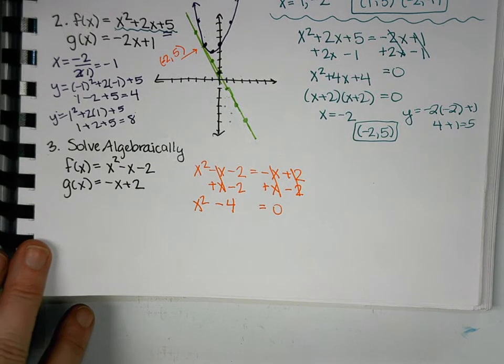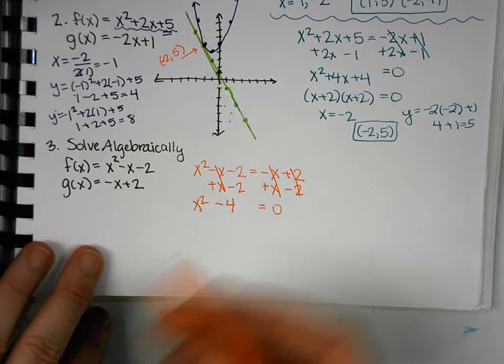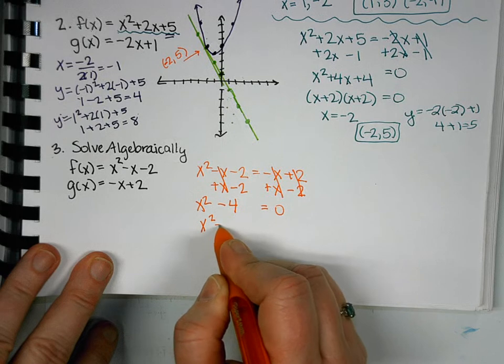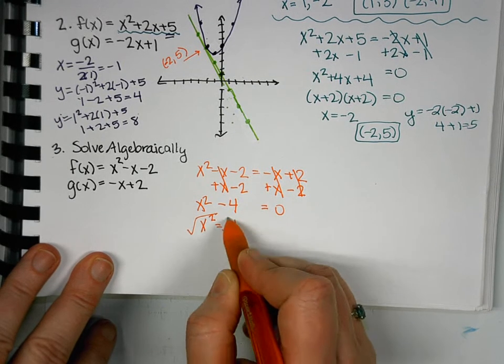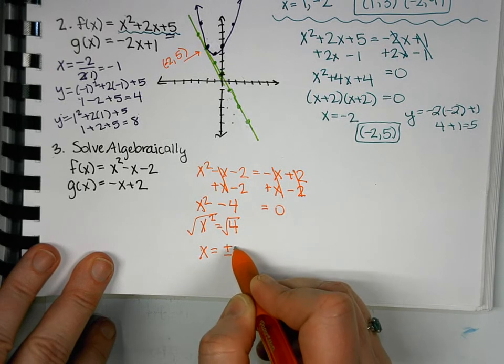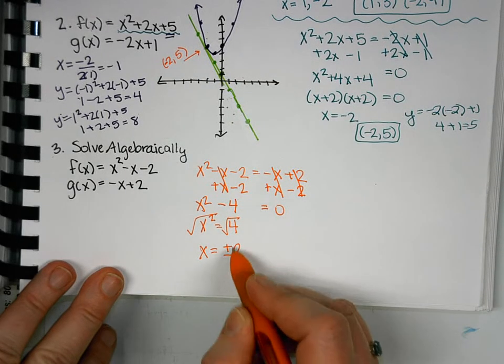So what method do we want to use to solve x squared minus 4 equals 0? Factor, complete the square, square roots, okay. So square roots means we're going to add the 4 over, and then we're going to square root both sides. And we can't forget the plus minus, so the square root of 4 is 2. So that means we have x equaling positive 2 and negative 2.